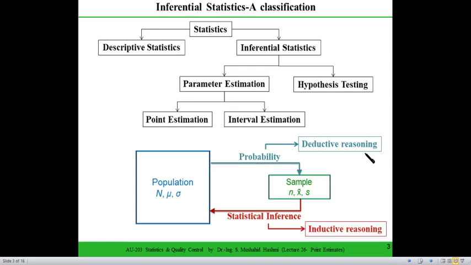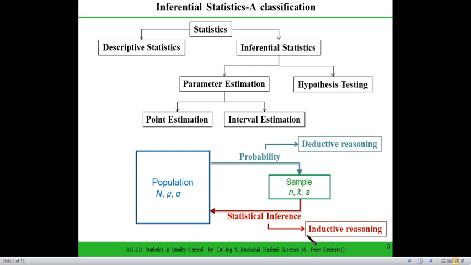Whereas the second type of reasoning, inductive reasoning, means you have specific information available, which is only good for a smaller case, what you call a sample, and from that you use inductive reasoning to predict the behavior of a general theory. This is called inductive reasoning.